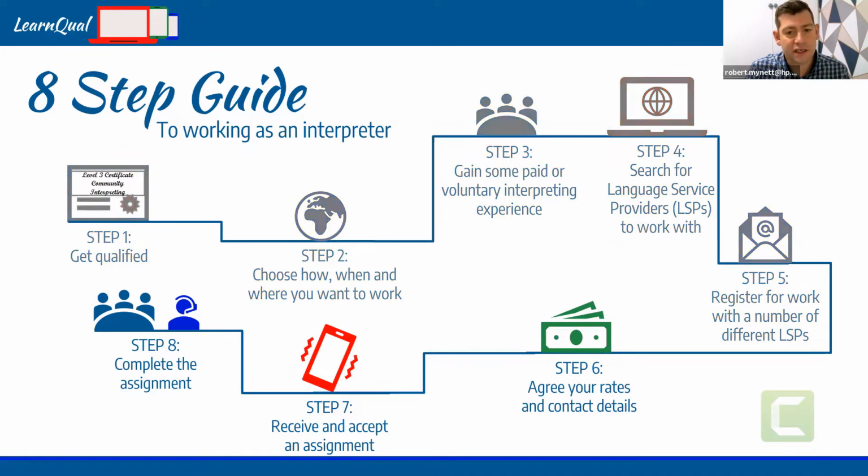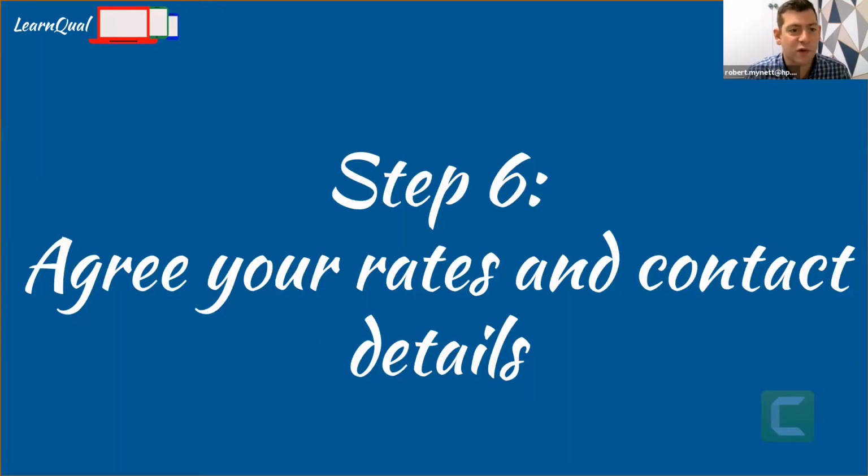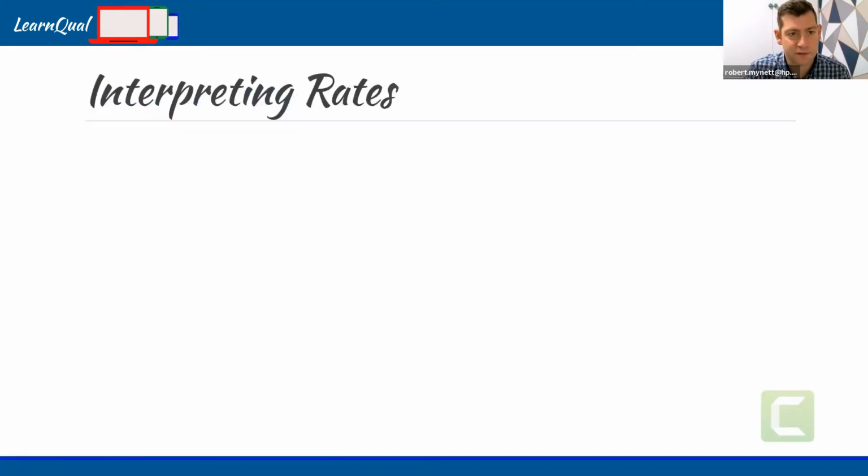In this particular session, we're going to look at steps 6, 7, and 8. So we're going to look at agreeing your rates and contact details, receiving and accepting assignments, and then, of course, the most important part of all, completing the assignment so that you can get paid. So first of all, let's have a look at step 6, which is agreeing your rates and contact details.